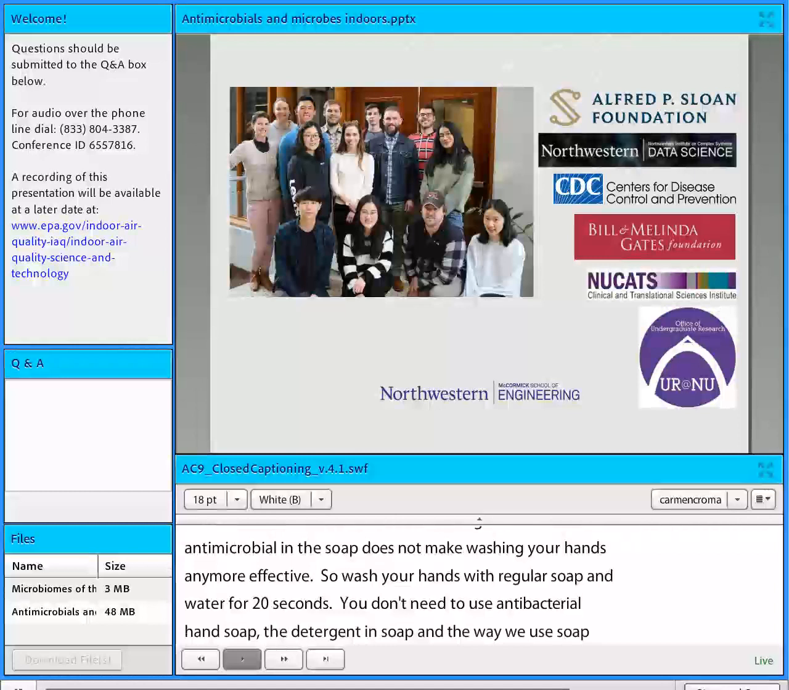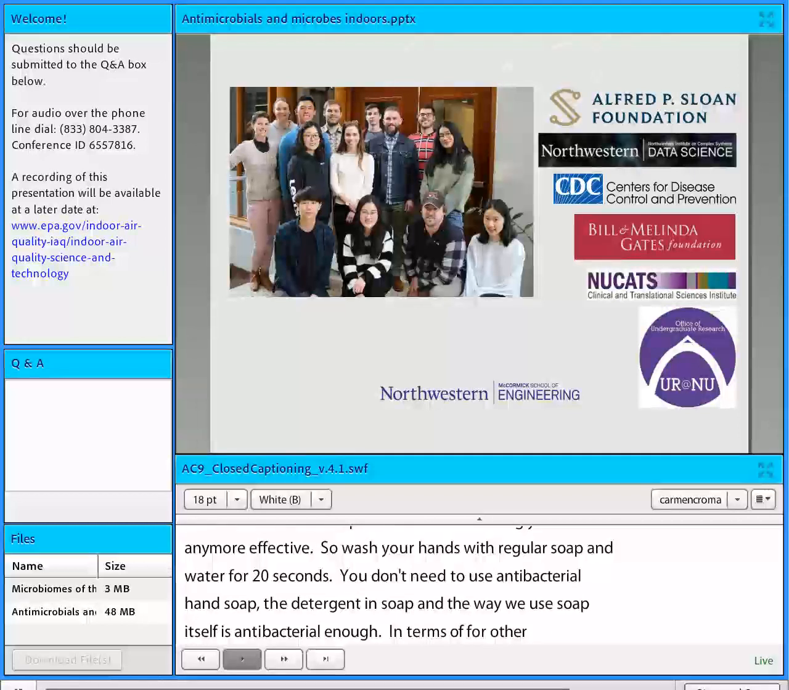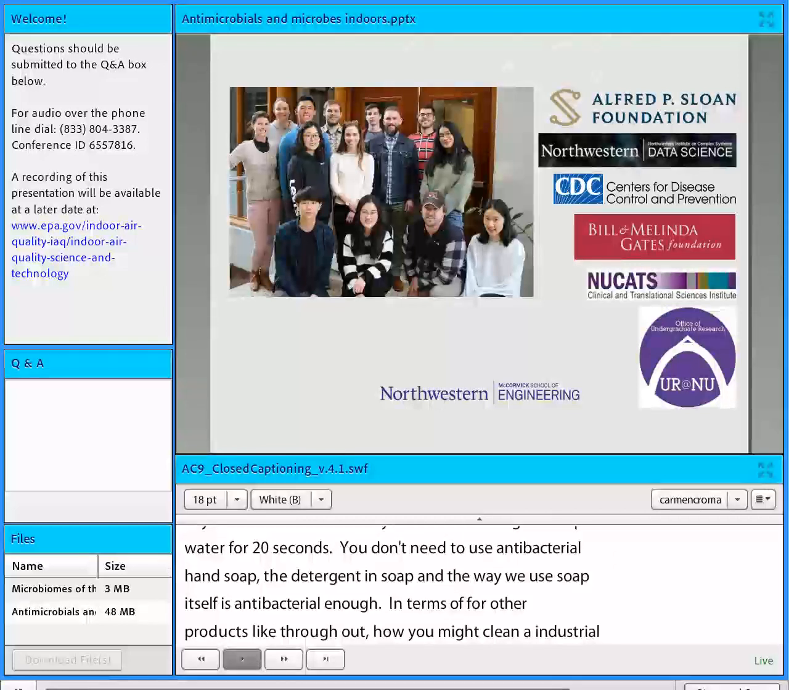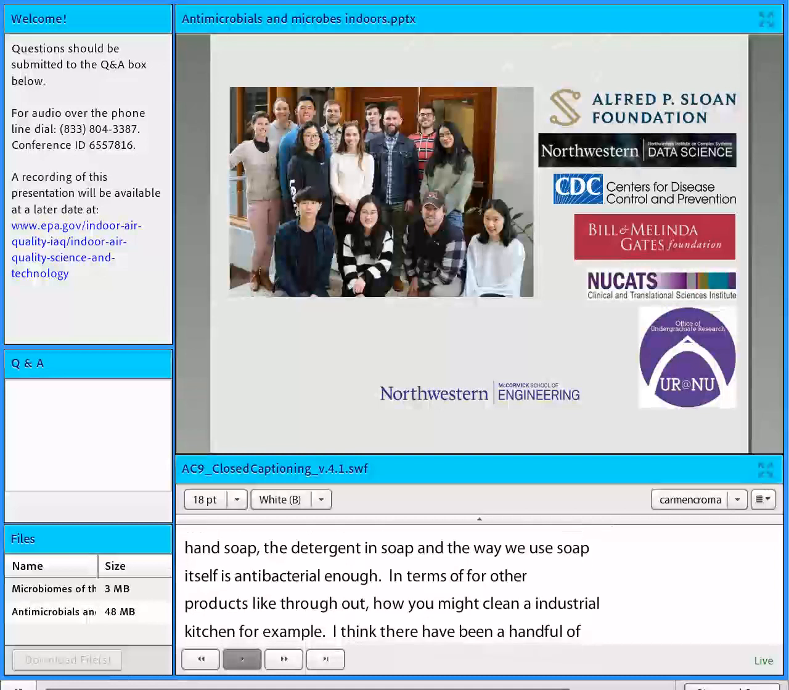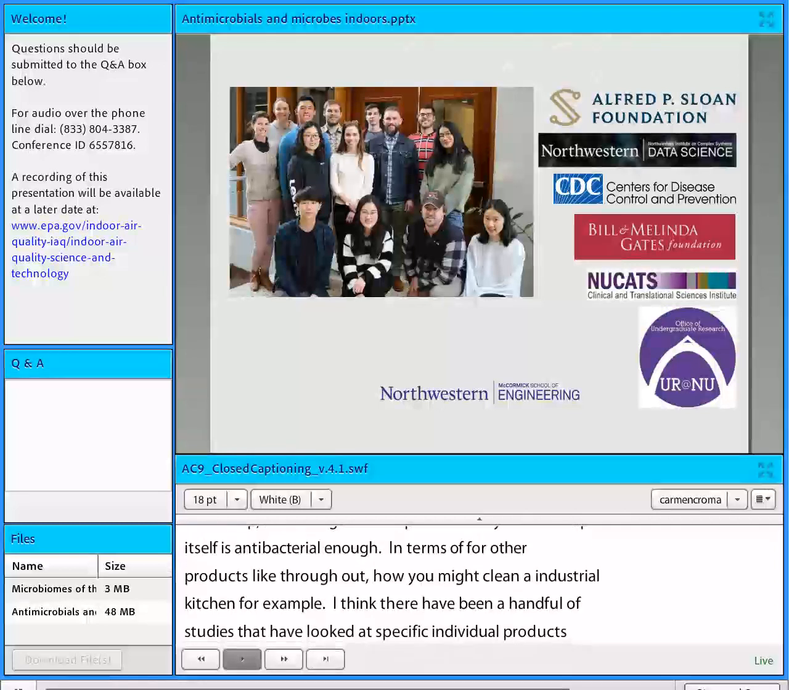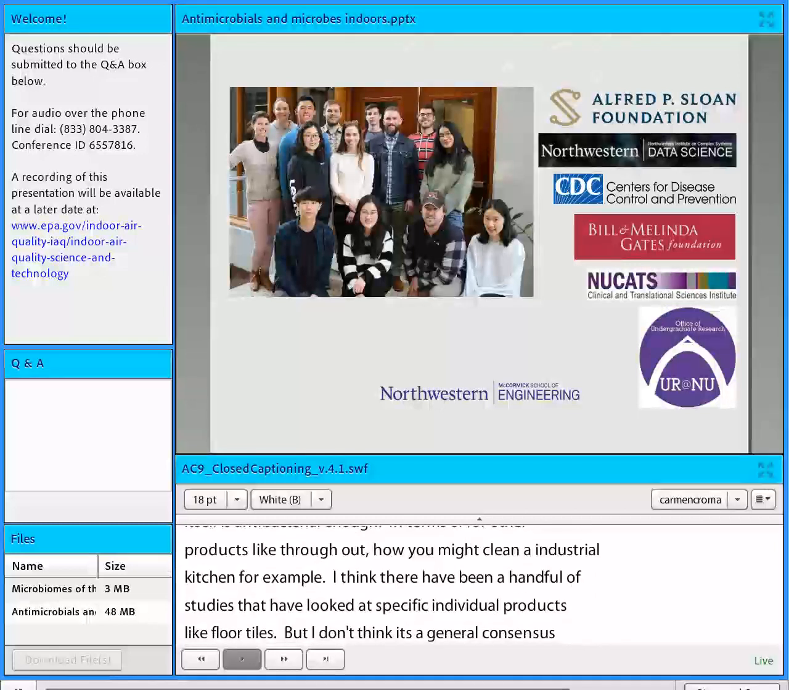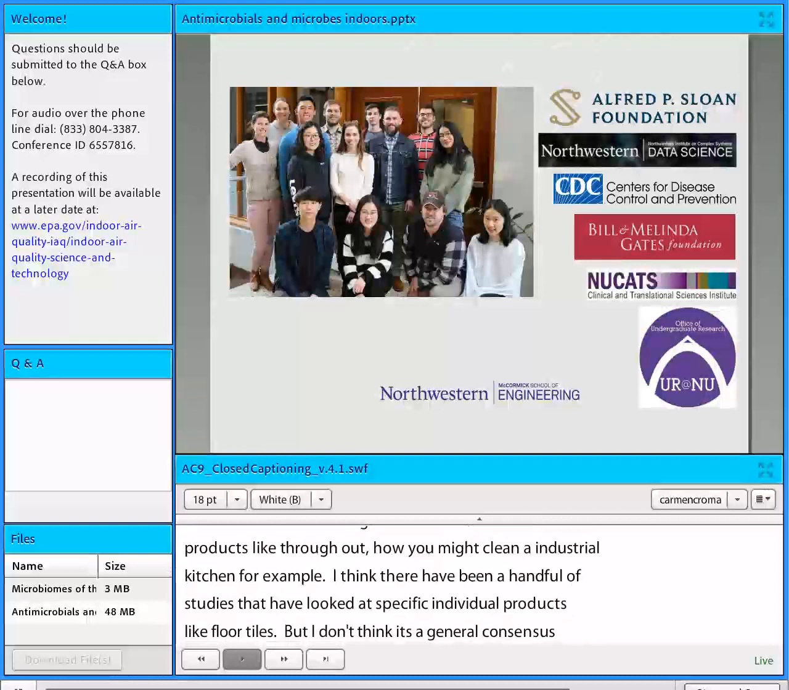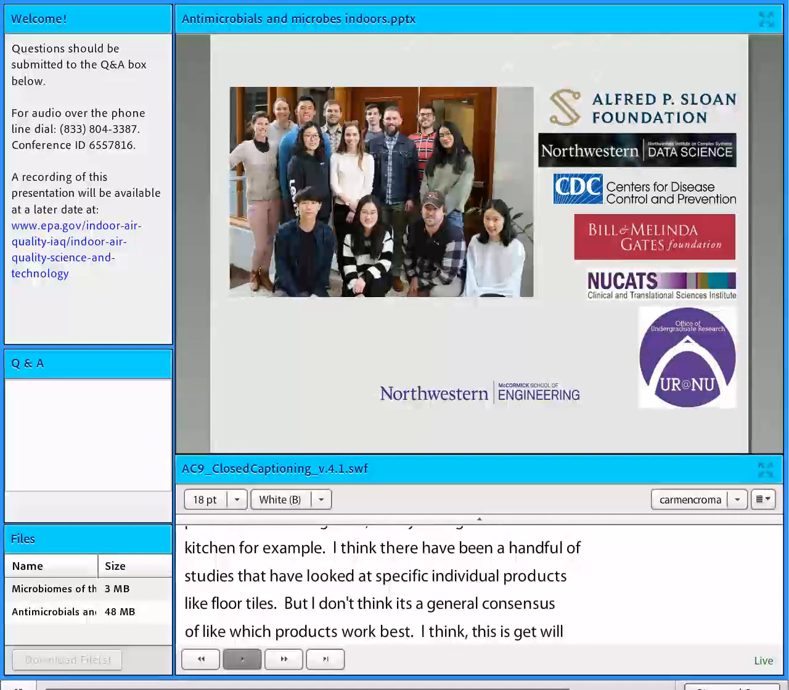In terms of other products, like how you might clean an industrial kitchen, for example, I think there have been a handful of studies that have looked at specific individual products, like maybe floor tiles, but I don't think there's a general consensus of which products work best. And, so this is getting a little off topic, but I think one of the difficulties there is actually figuring out what metric to use.